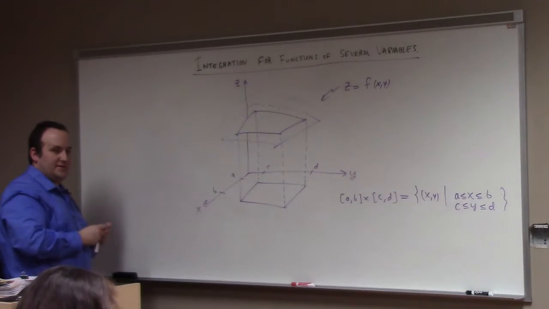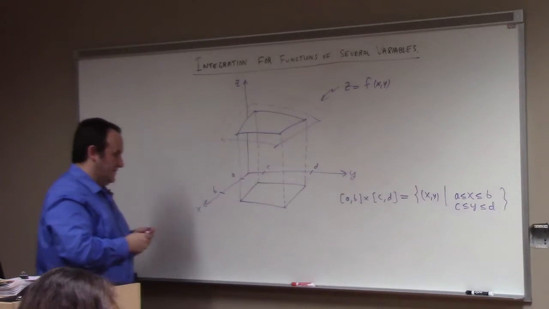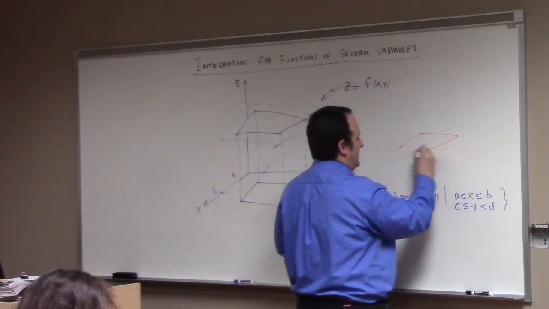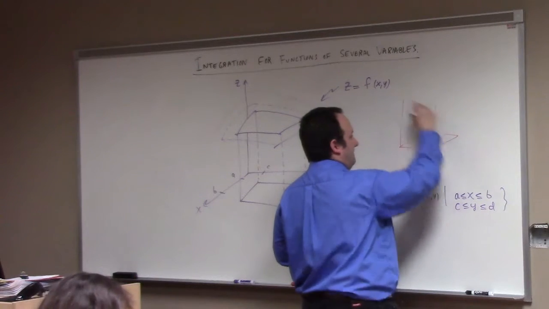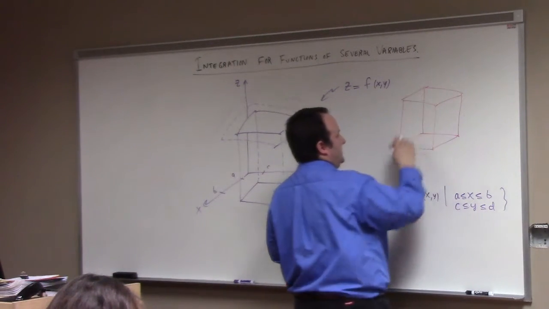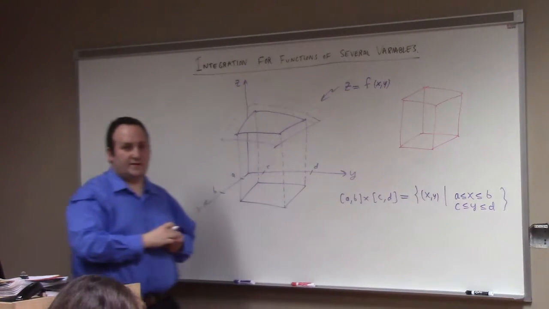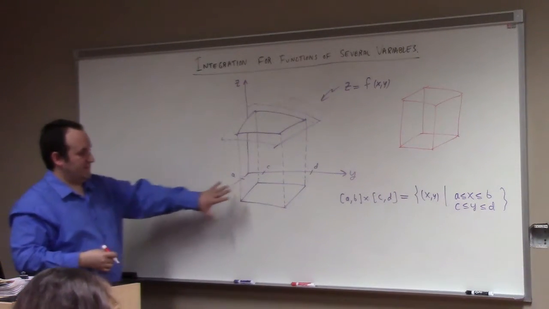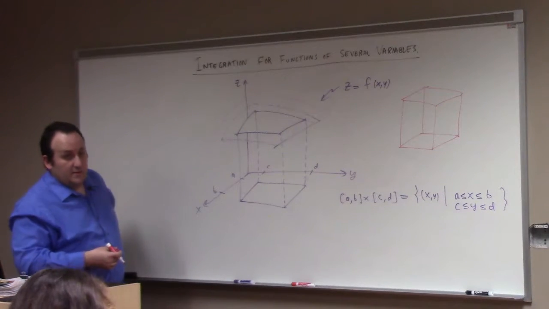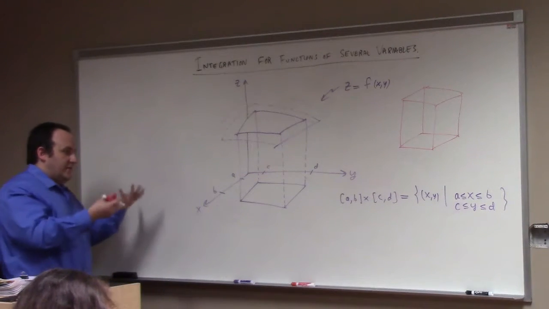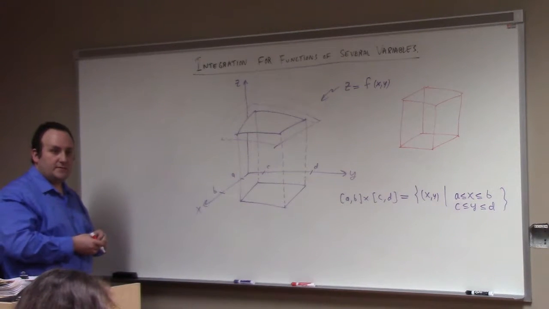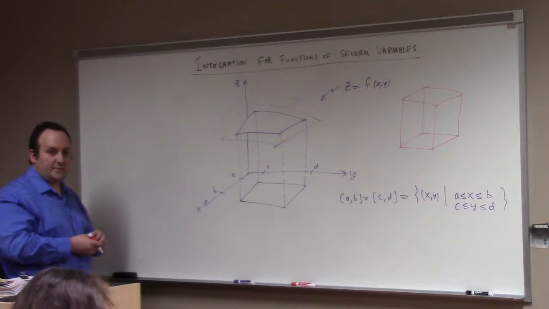I'm foolishly attempting to illustrate this, let me try again over here. So, I'm looking at some sort of rectangular domain, and then I'm looking at the graph that sits over it. If you project the graph down into the xy plane, you get this A comma B cross C comma D, okay? The question then is, what would be the volume? How would we calculate the volume of such a region, such a shape?